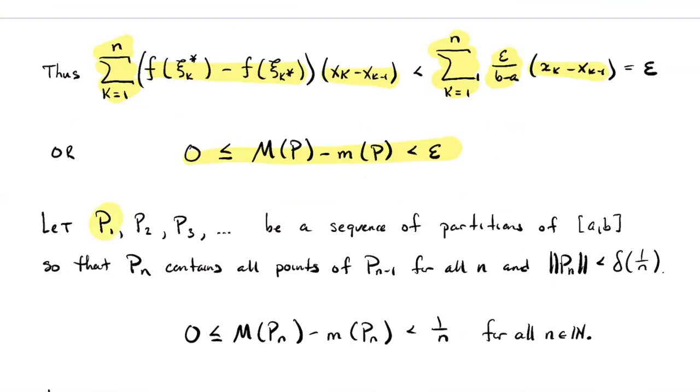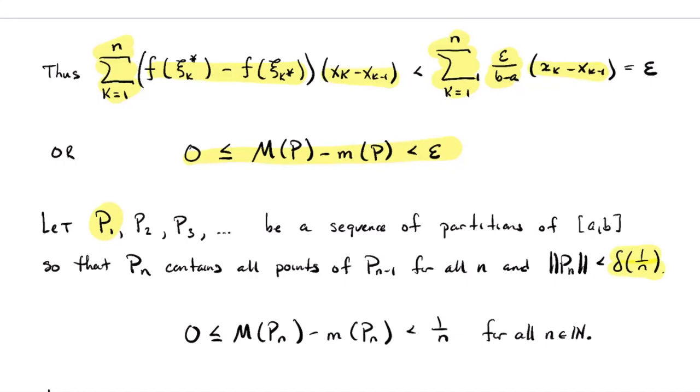For P1, I would take epsilon to be 1. Actually, I guess not 1, but I would pick it so that I want 1 over b minus a to be 1 over n. So I would take epsilon to be b minus a times 1. All right. And then in other words, I want the norm to be less than delta of 1.